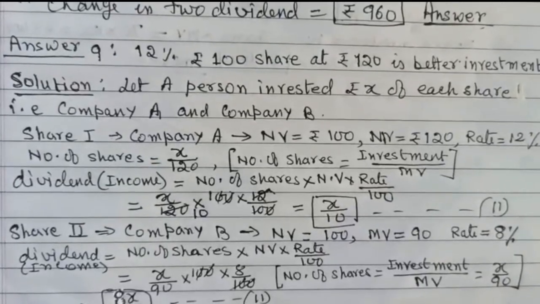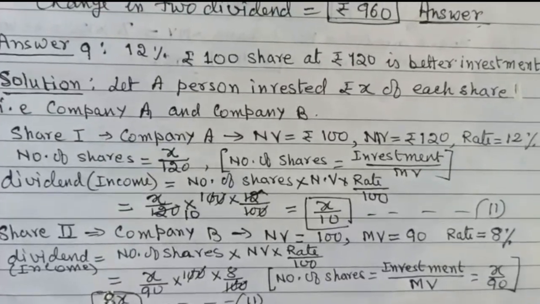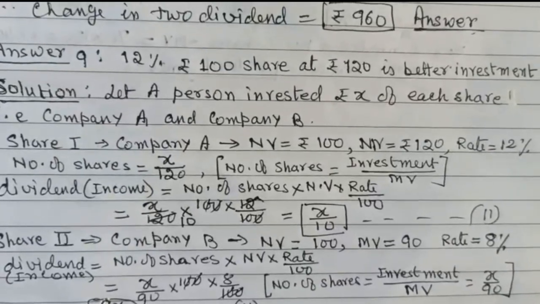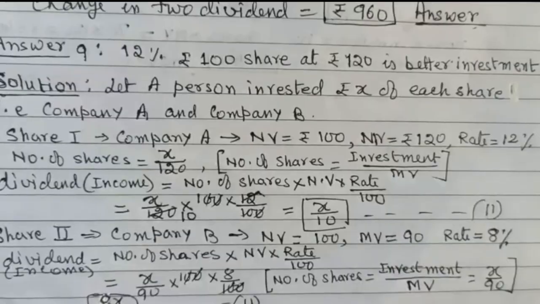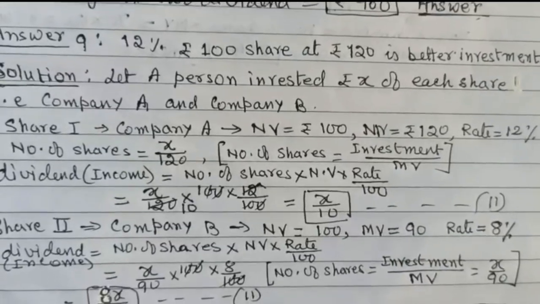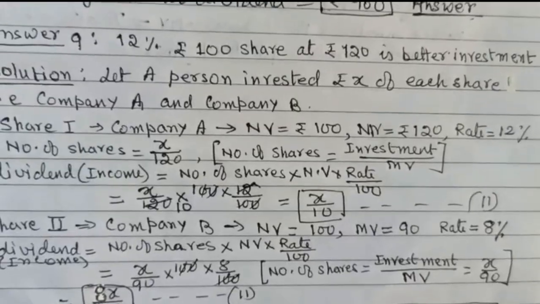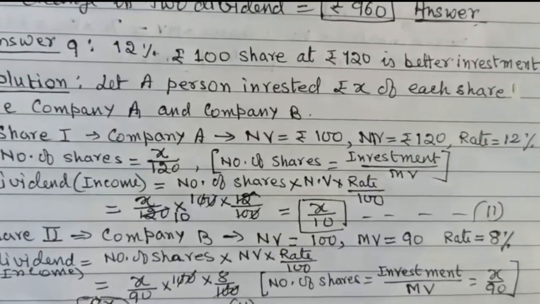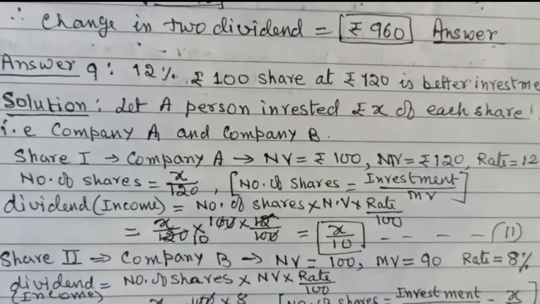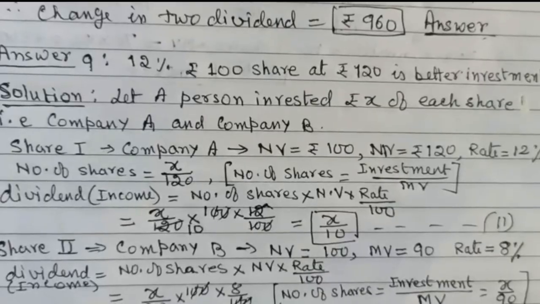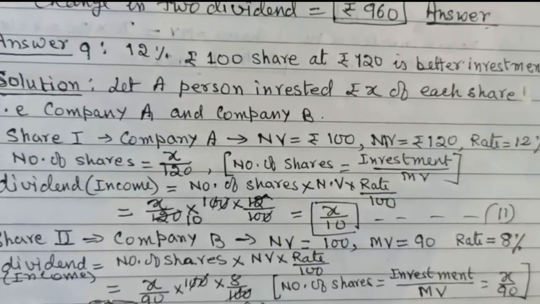Now since he has invested rupees X on each of the companies, this we have to assume. So therefore the number of shares of the first company will be X upon 120 and the number of shares of the second company will be X upon 90. So the dividend from the first company is X upon 120, the number of shares, into 100, the nominal value, and 12, which is the rate of dividend, divided by 100, which is equal to X upon 10.